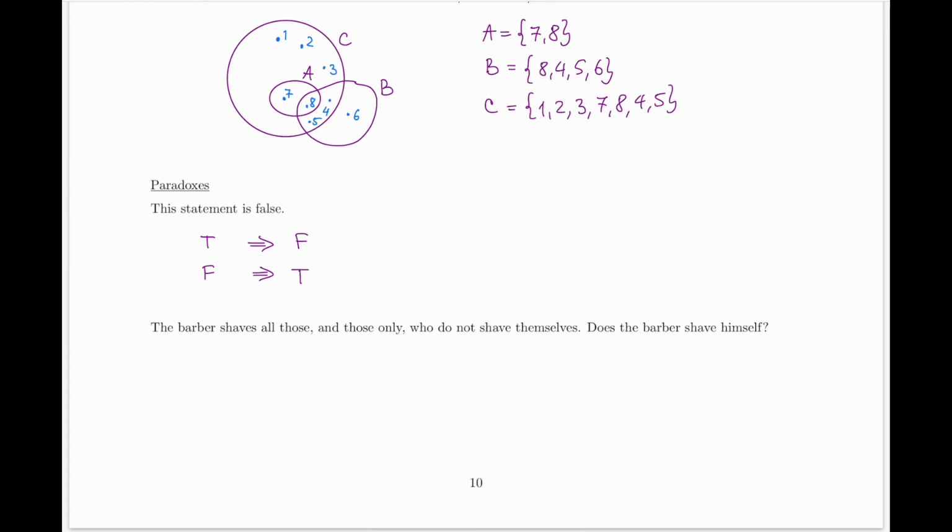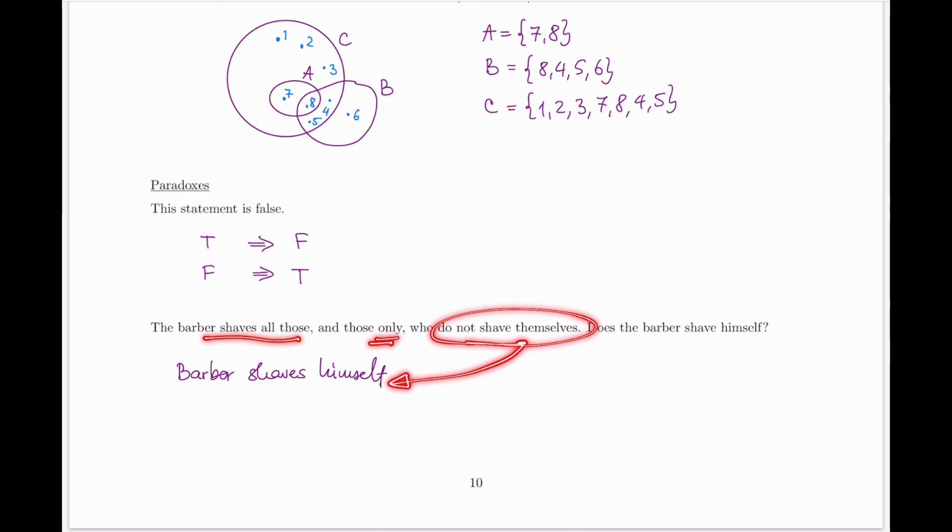Well, there are two cases. Either the barber belongs to the set of people that shave themselves. So let's start with that. Barber shaves himself. Well, are we going to have a problem with that? If the barber shaves himself, what does the statement say? The barber shaves those and those only who do not shave themselves. But he does shave himself, which means he can't possibly shave himself. Okay, well, that's a problem.